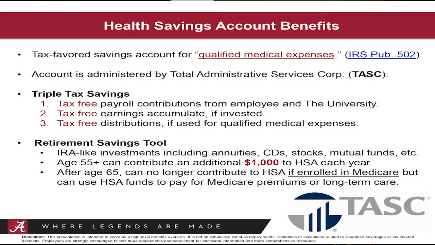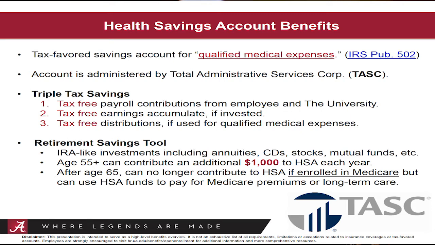There are triple tax savings under the HSA. So right now, your payroll contributions to your flex account are tax-free. And then when you spend the money out of your flex account, it's also tax-free. The HSA adds a third benefit. It gives you the opportunity to invest that money and accumulate earnings tax-free. So once you have a $2,000 minimum in that HSA account, you can invest it. That's one of the reasons we consider it a retirement savings tool. It's IRA-like investments, annuities, stocks, bonds, anything you want.